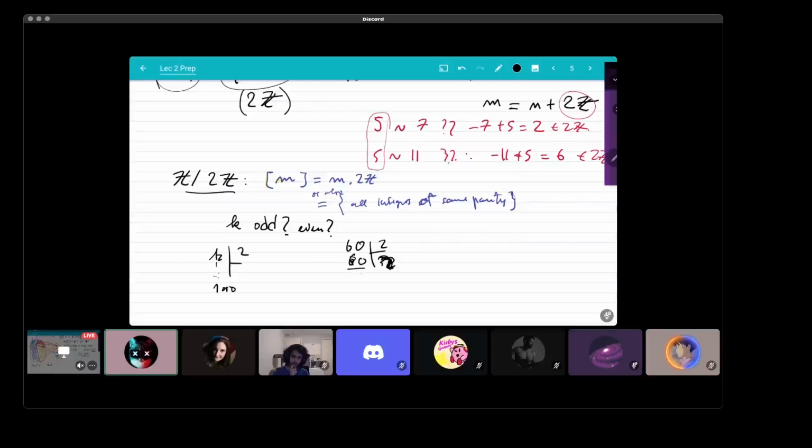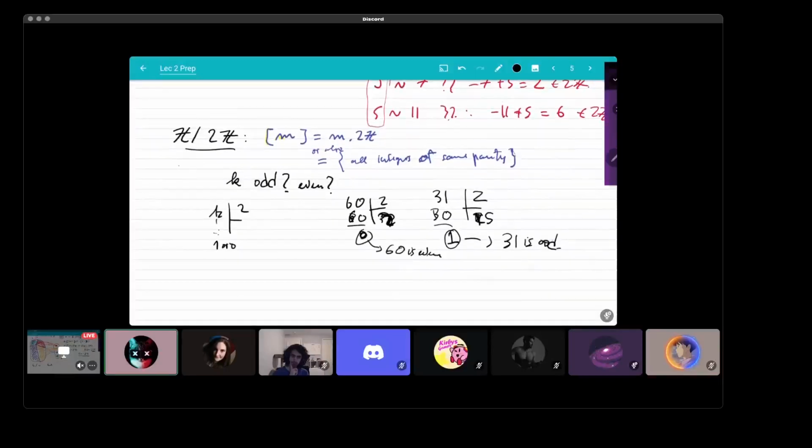And I have a remainder of 0. If I do the same for 31, I'll have 15, divided by 2, and I have a remainder of 1. So 1 is odd, 31 is odd, while 60 is even.